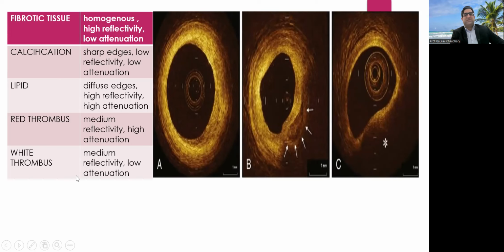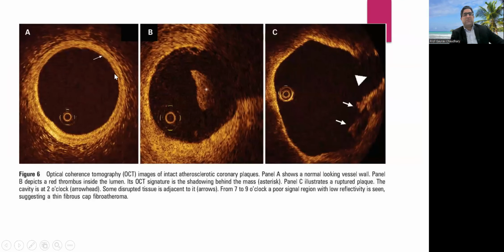Next comes the thrombus. It is mainly a luminal thing which has a medium reflectivity and high attenuation. One margin is high reflectance, and behind that there is a high attenuation. And white thrombus again has a medium reflectivity and low attenuation. So this is how a normal artery looks like.